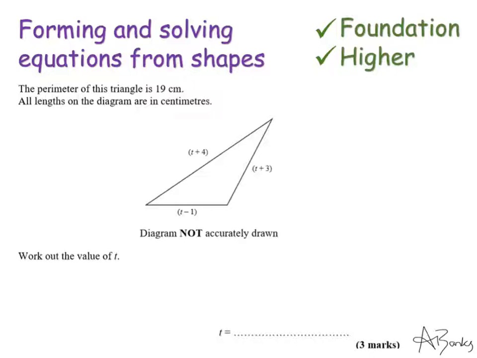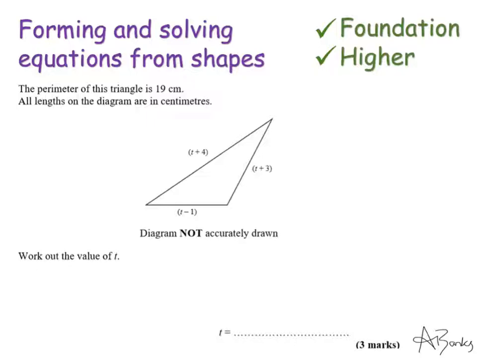The first thing I'm always going to do is form an equation. So there's either some information that I know or that I'm given in the question that will enable me to do this. In this question they've told me the perimeter of the triangle is 19. That means that this distance all the way around the shape is 19. And I know that this side here is t minus 1, this is t add 3, and this is t add 4. So these three things combined will make 19. So that's the equation I'm going to write out.